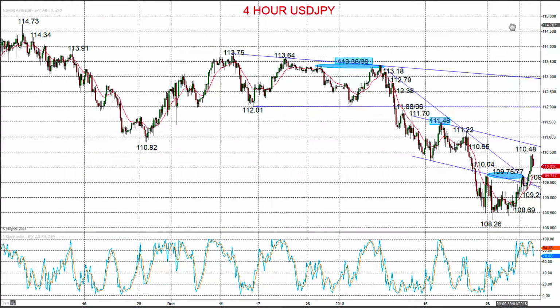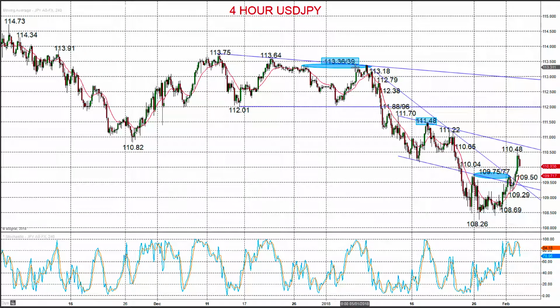Similar picture here for dollar yen. We've had that more bearish theme since early 2018 through January, and the market accelerating lower, breaking out of this consolidation phase we saw in December, down through important supports here at 110.82, psychological 110. So still remaining bearish.